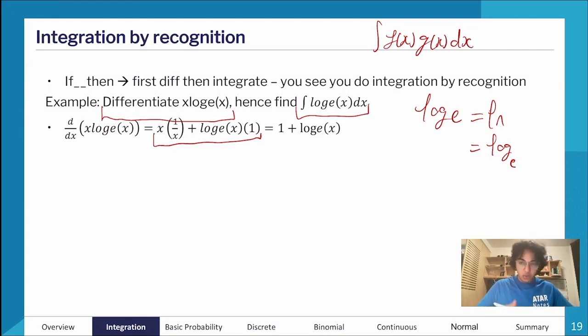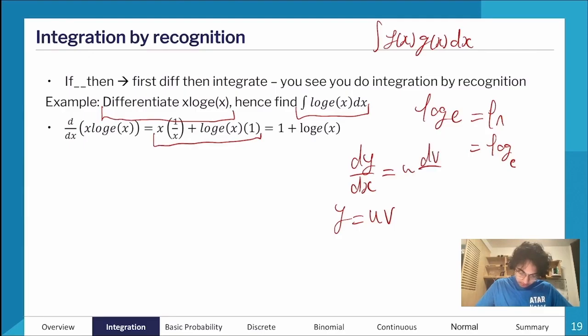So a quick recap of product rule. So if I have dy/dx, where y is equal to two functions, u times v, the first thing we do is we do u times dv/dx plus v times du/dx. Cool, so that's all I've done in this part. All right, so once I take the derivative, I get 1 plus log base e of x.